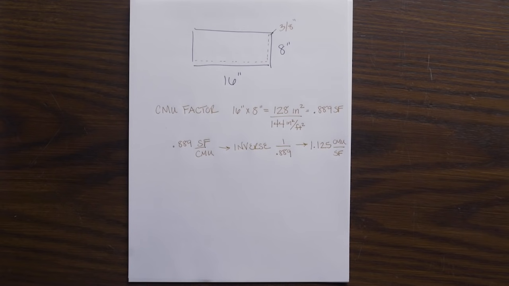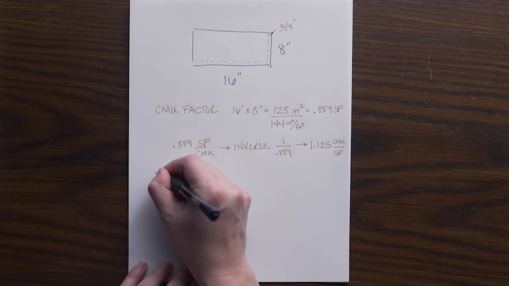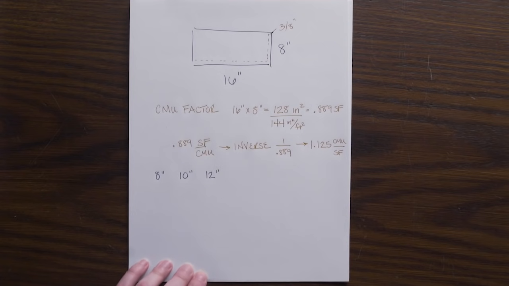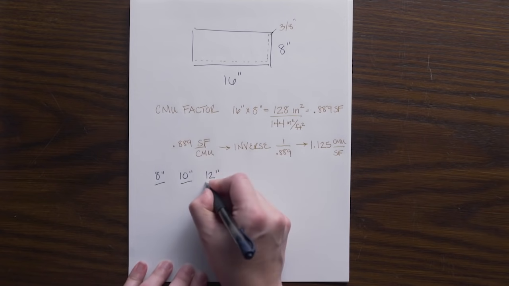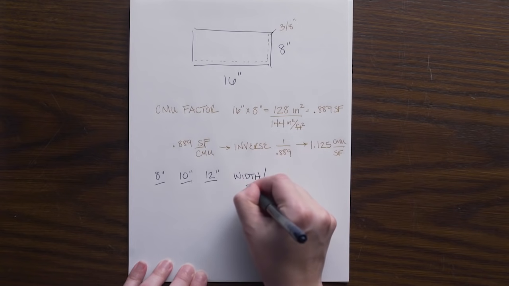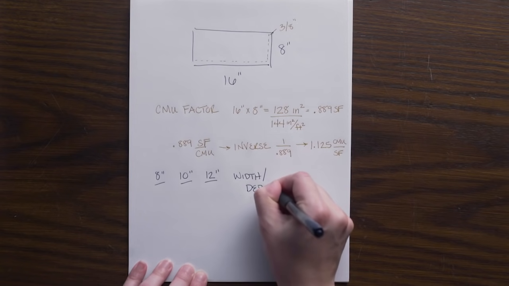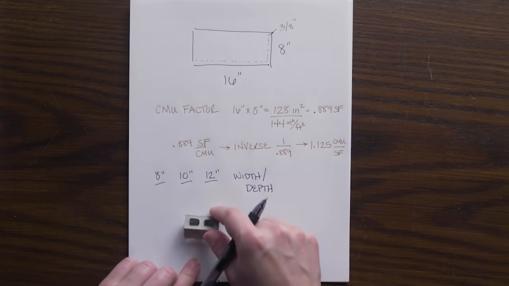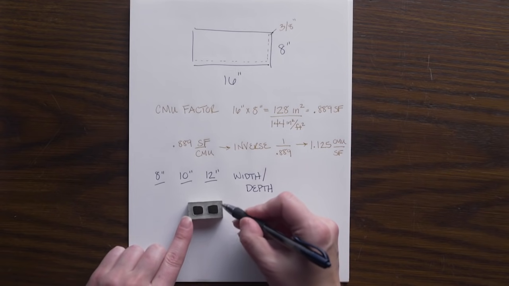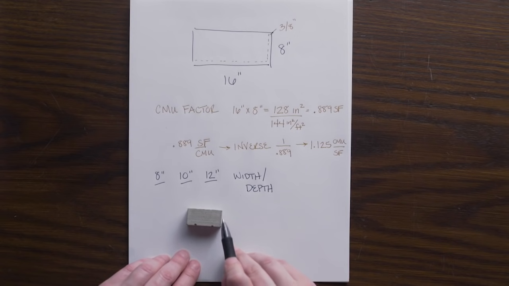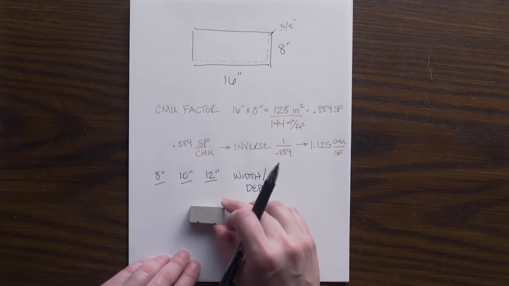If we're ever referring to our block and we call it an 8-inch block or a 10-inch block or a 12-inch block, the three ones that we're going to focus on in this sample problem, all of these numbers refer to the width, or you could also call it the depth of the block. If it is only one dimension that is going to be used, then it is talking about the depth, so the thickness of our wall.